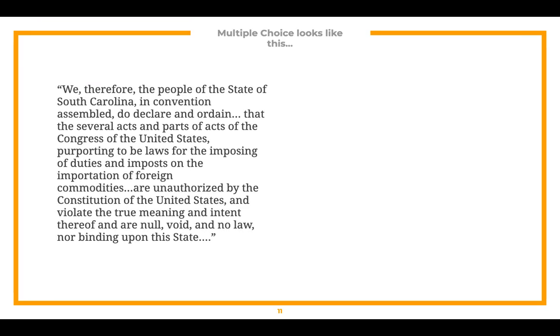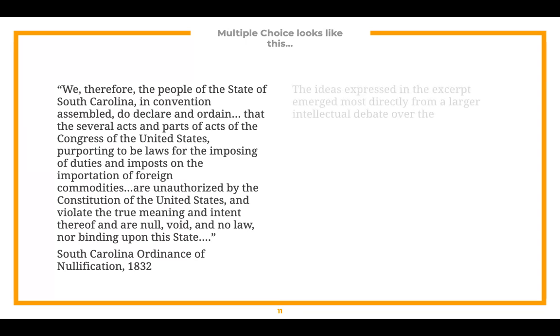Let's look at another one. This one is the South Carolina Ordinance of Nullification. Hopefully by the time you see something like this, you should know something about nullification, something about 1832, something about Jackson versus Calhoun, etc. So a lot of background knowledge should already be there for you.